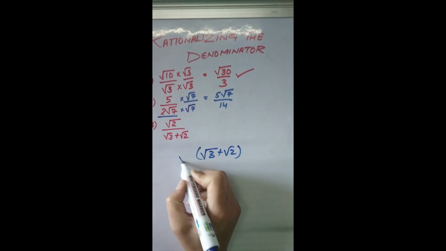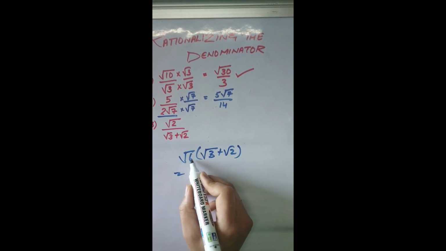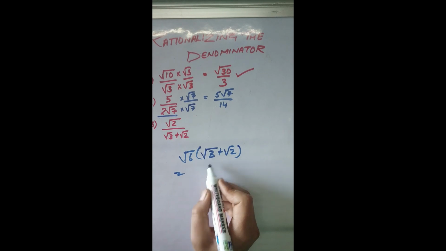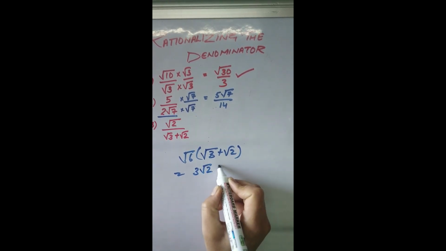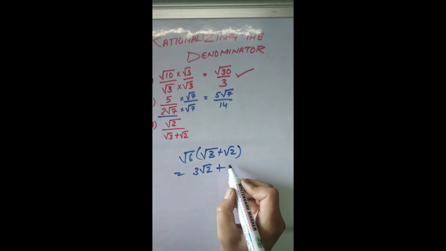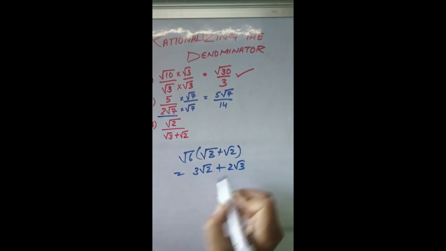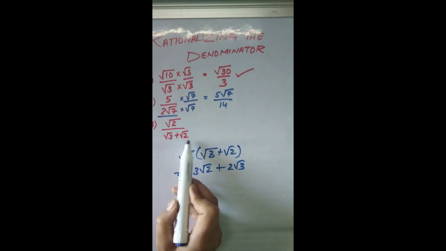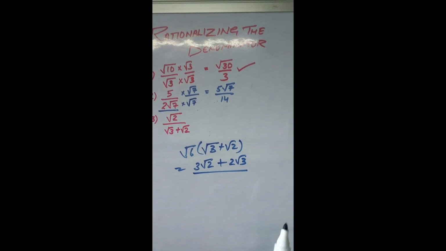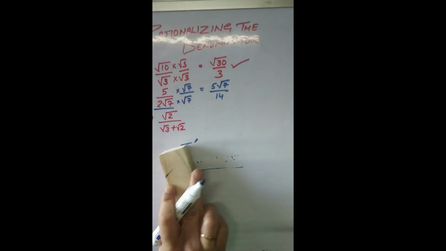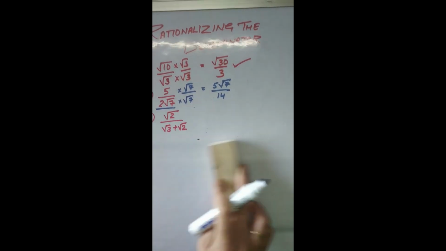If you multiply it with root 6, this is going to be root 6 into root 3. If you do it, you'll get to know this will become 3 root 2. And root 6 into root 2 will become this. So if you multiply this denominator by root 6, you'll get this, which is again irrational, and we won't be able to rationalize the denominator. Okay, so what to do?